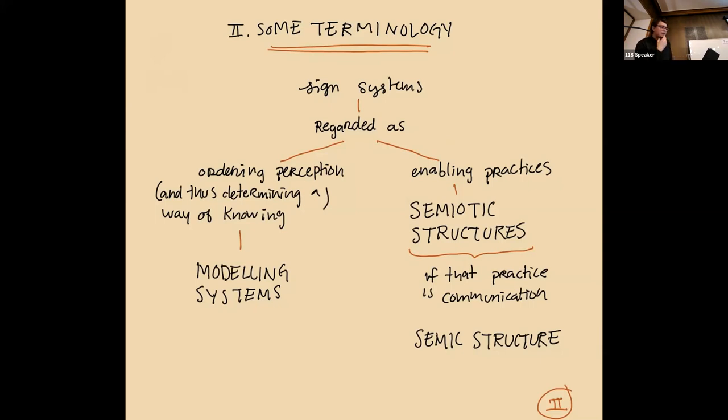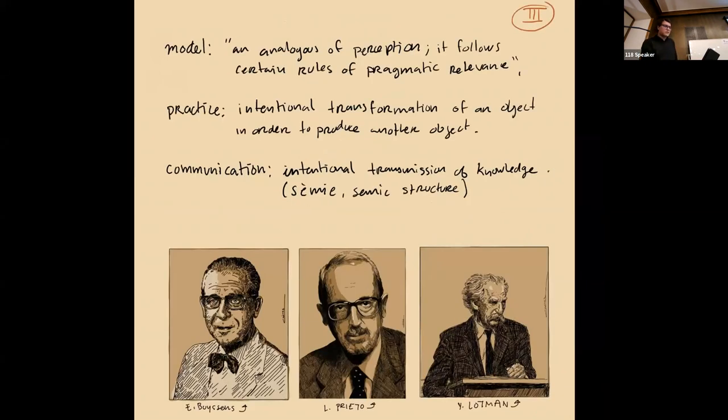In any case, in this talk, I will be primarily concerned with the sign systems in as much as they can be regarded as semic structures. But notice that semic structure here is just a specific case of semiotic structures, because there are certainly a lot of other practices that are enabled by sign systems besides communication. And also, to keep it a bit clear, by communication, I am mostly meaning something like an intentional transmission of knowledge. And I am mostly referring to linguistic communication.